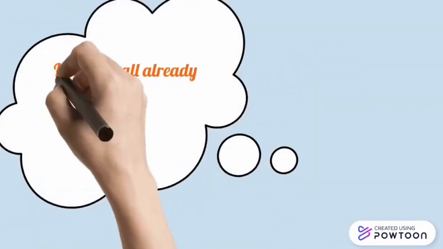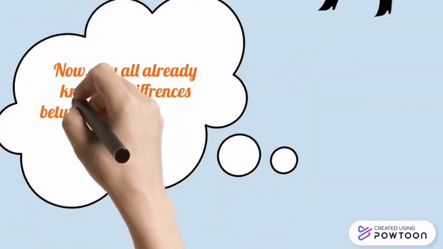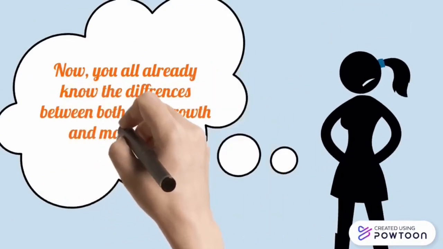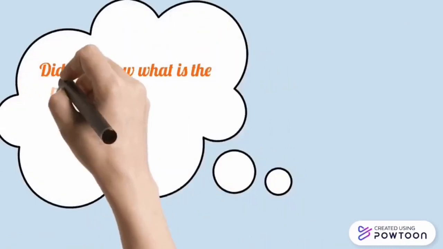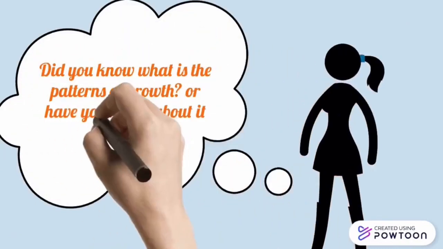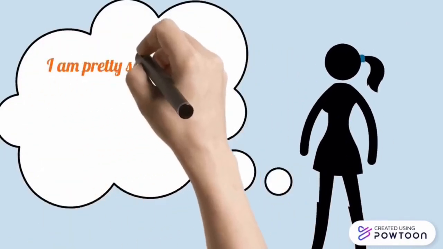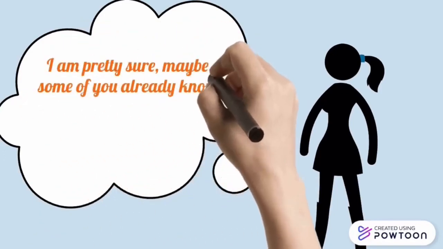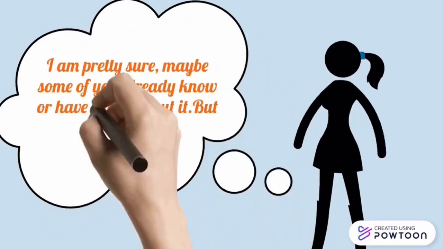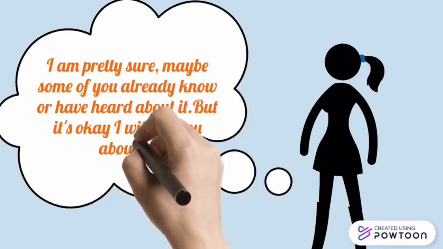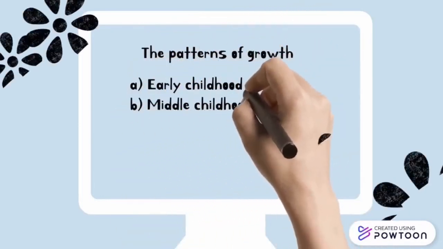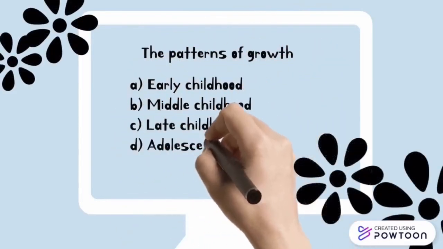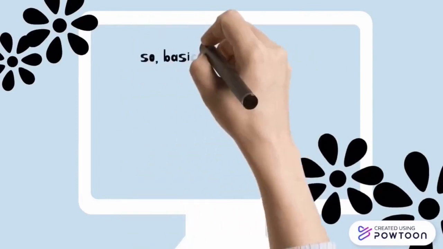Now, you all already know the differences between both of them. Did you guys know what the pattern of growth is? Or have you heard about it before? I am pretty sure some of you already know or have heard about it, but it's okay, I will tell you. The patterns of growth: early childhood, middle, late, and the last one is adolescent. This part will be presented by Sister Hani.